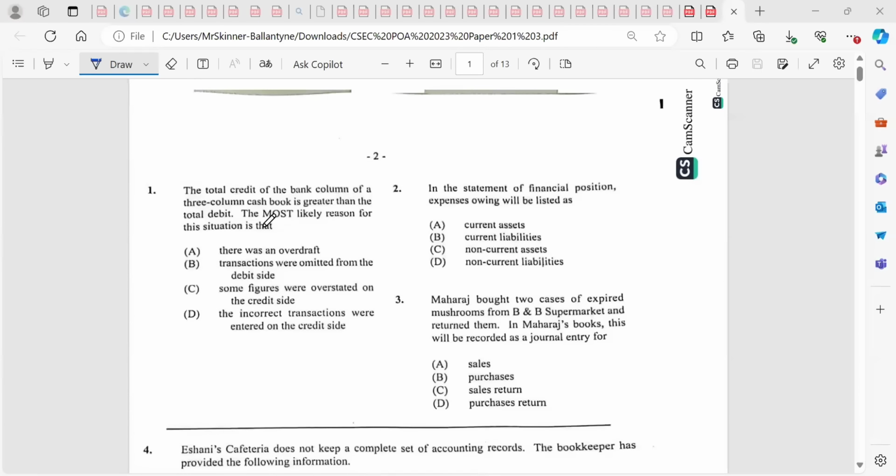Number 1, the total credit to the bank column of a 3-column cash book is greater than the total debit. The most likely reason for this is what? A. Bank overdraft. Easy.